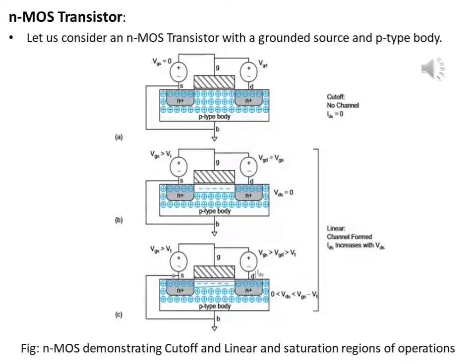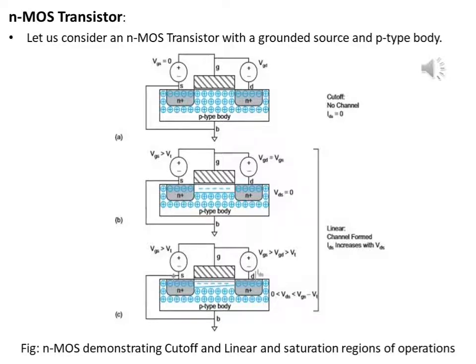In the cutoff operation, no channel is created, and the current flow IDS is 0. DS means drain to source, I means current. Drain to source current is equal to 0. In the next case, the gate voltage is greater than the threshold voltage, that is VGS is greater than VT. You can observe in figure B, VGS is greater than VT.